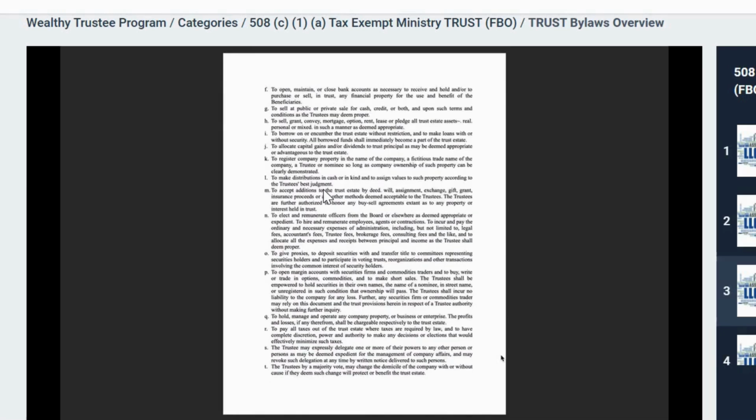F. To open, maintain, and close bank accounts as necessary to receive and hold, and purchase or sell in trust any financial properties. G. To sell at public or private sale for cash, credit, or both, and upon such terms and conditions as the trustee may deem proper. H. To sell, grant, convey, mortgage, option, rent, lease, or pledge all trust estate assets, real, personal, or mixed.